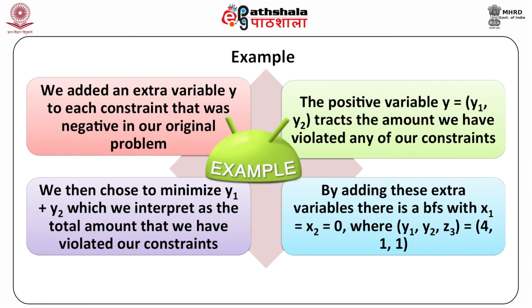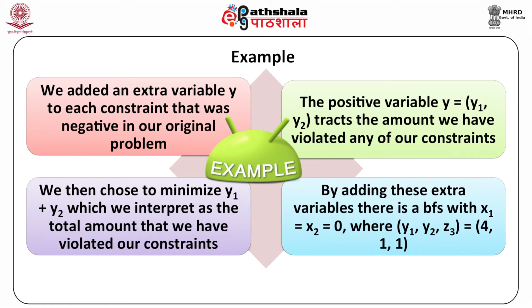We added an extra variable y to each constraint that was negative in our original problem. The positive variable y, equal to y1 and y2, tracks the amount by which we have violated any of our constraints. We then chose to minimize y1 plus y2, which we interpret as the total amount that we have violated our constraints. Note, by adding these extra variables, there is a basic feasible solution with x1 equals x2 equals 0, where y1, y2, z3 equal 4, 1, 1.